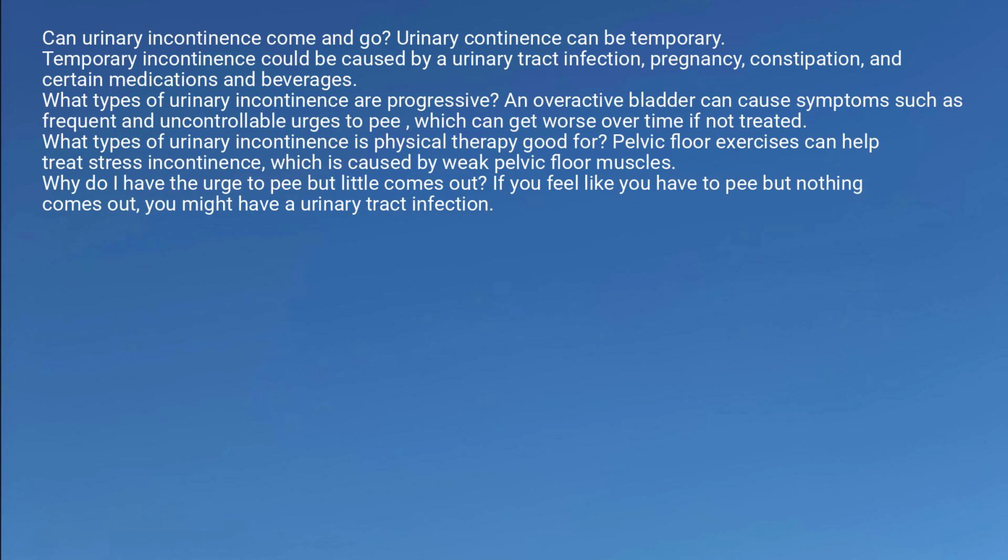What types of urinary incontinence are progressive? An overactive bladder can cause symptoms such as frequent and uncontrollable urges to pee, which can get worse over time if not treated. What types of urinary incontinence is physical therapy good for? Pelvic floor exercises can help treat stress incontinence, which is caused by weak pelvic floor muscles.